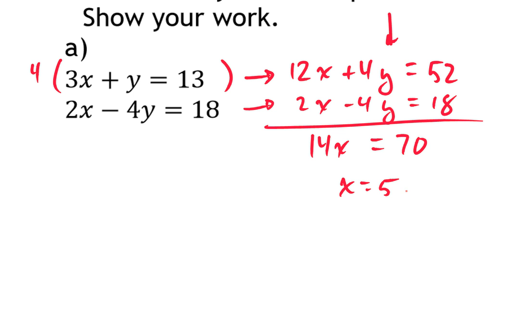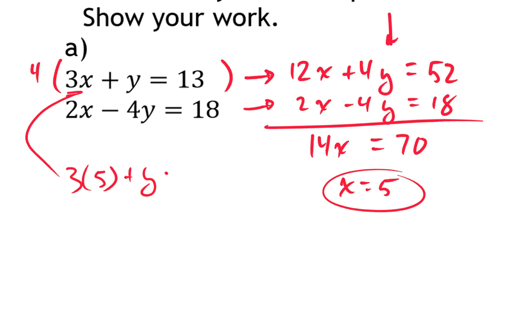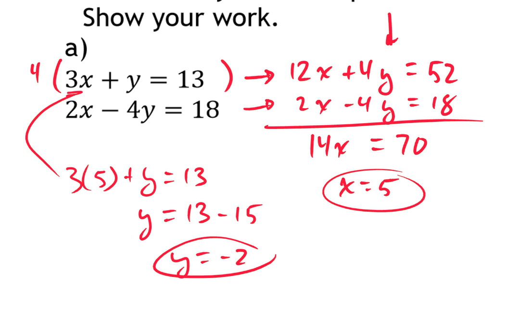Now that I know x is 5, I have to plug that into one of the two equations to figure out what y is. I'm going to use this equation unchanged. So I'll say 3 times the x that I just found plus y equals 13. Y equals 13 minus 15. So was y negative 2? Yeah. Okay, so I write this as 5 comma negative 2. There's my solution, the xy ordered pair.